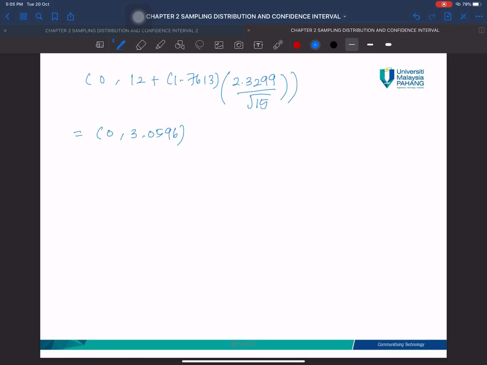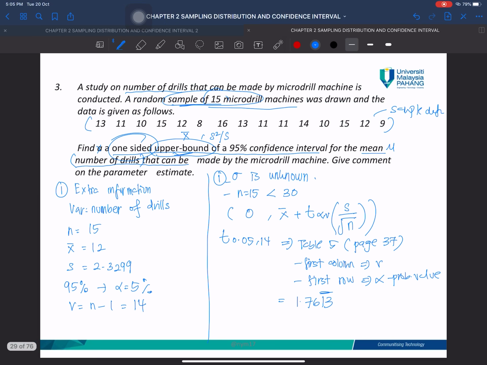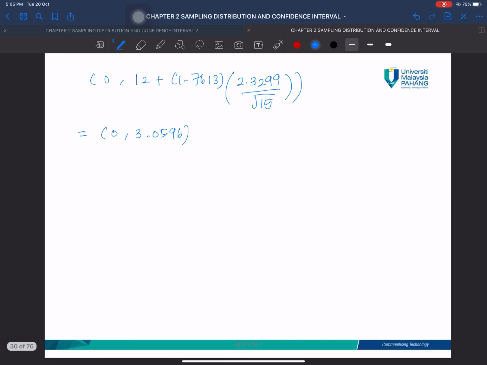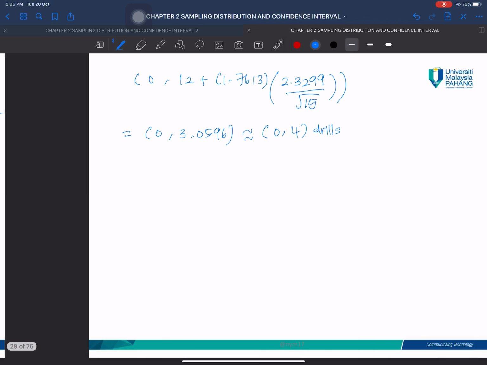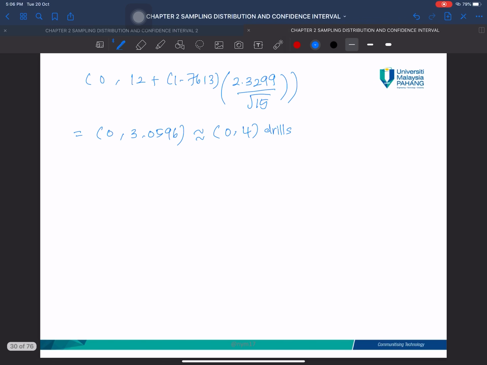0.30596. Okay, and then because of the variable here, number of drill, it is a discrete number or whole number. So the answer here, we round up because it is not a continuous value. Number of drill is not continuous, it is a discrete number, so we have to round up. So you have 0 and 4 drill. Okay, because it is a number of drill.